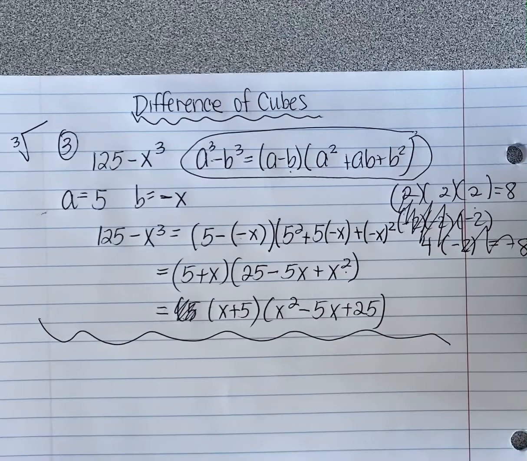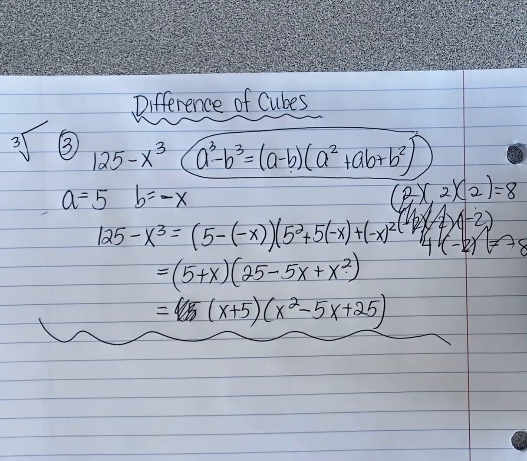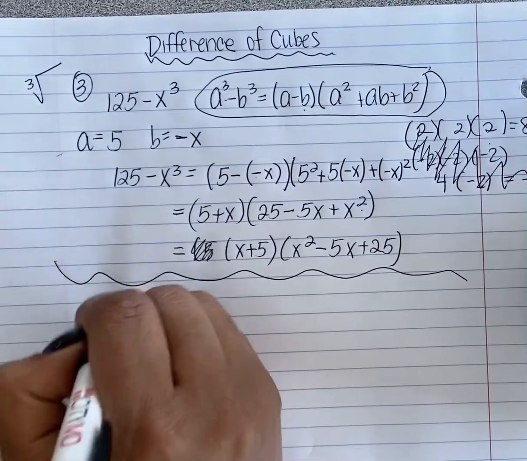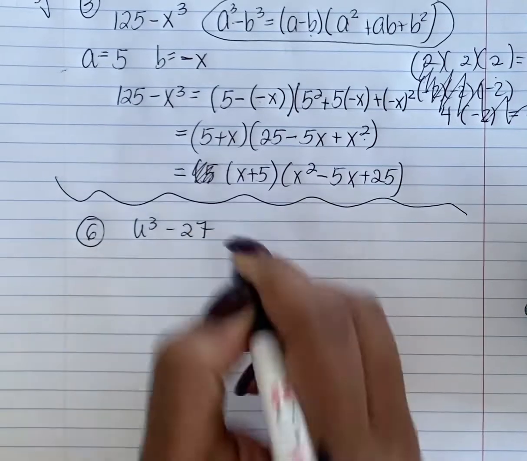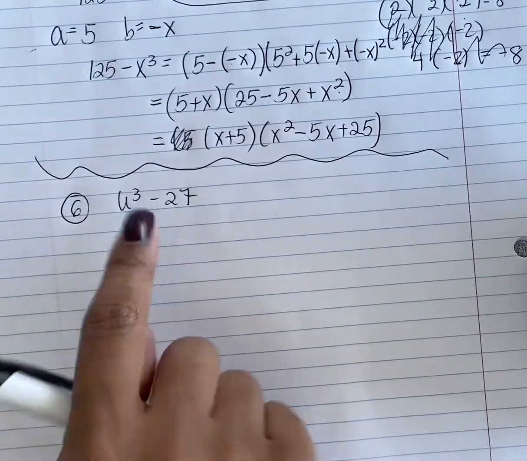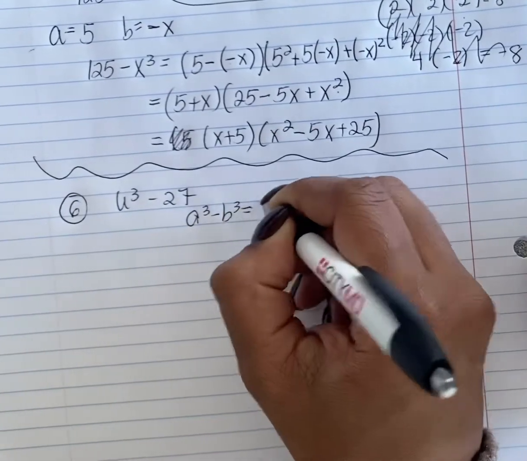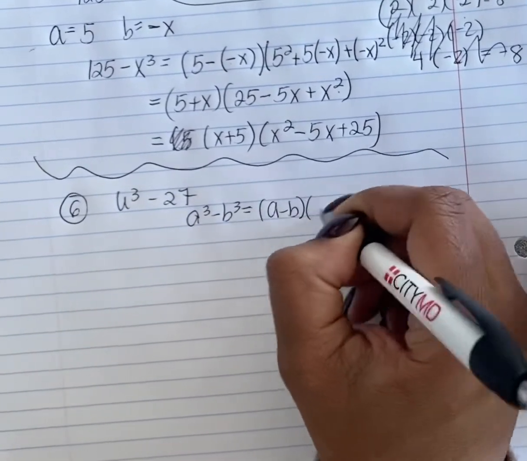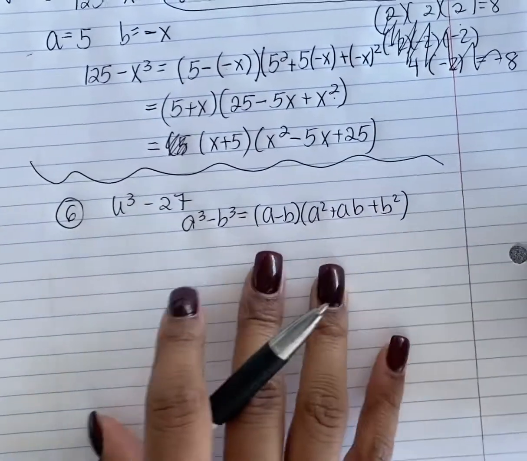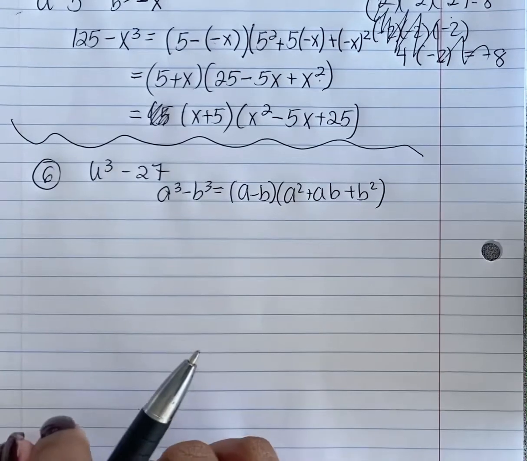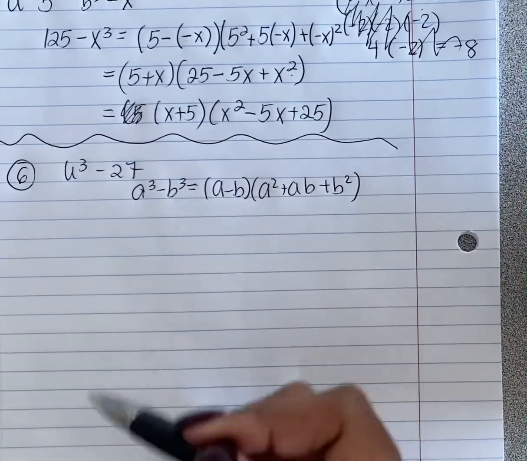All right. Now let's look at another question from your worksheet. We'll look at number 6. And so number 6 says u cubed minus 27. So once again, it's the difference of the cubes. And so you're going to use that a cubed minus b cubed equals a minus b, a squared plus ab plus b squared. And I always write it first just because with all the variables it can be a little confusing, so you want to make sure before you start substituting you just have something close to reference.